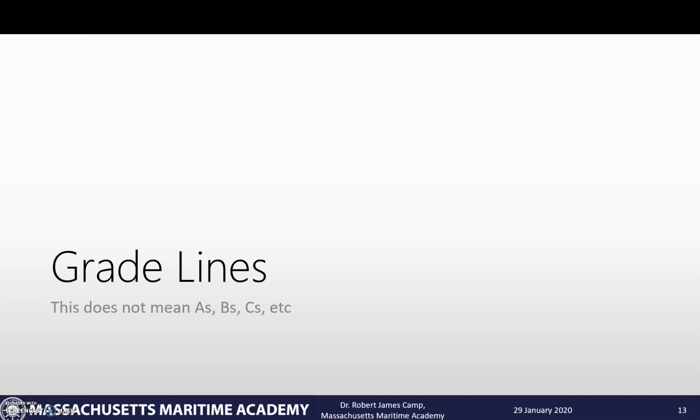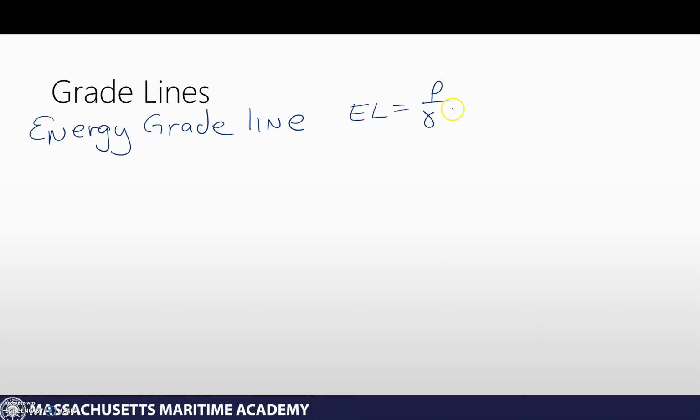So let's start with the first one, which is the energy grade line. The energy grade line would be a measurement of Bernoulli's total pressure through the system. If you were going to calculate out the energy line, so EL, we would be looking at pressure over gamma plus V squared over 2g plus whatever my height is. And that's going to be constant.